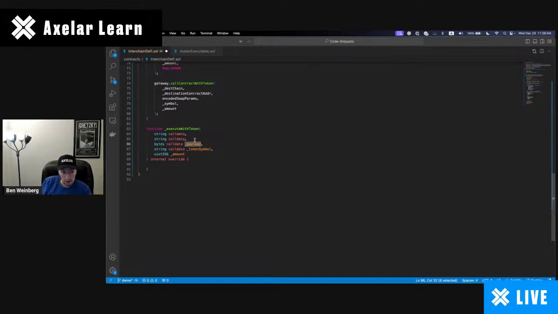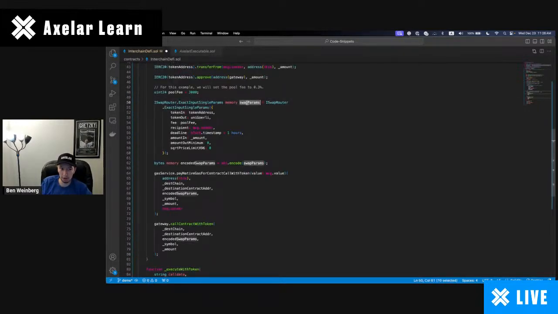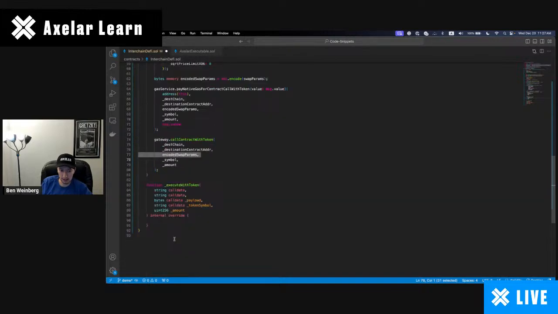What is the payload that is getting passed in? Well, that is our GMP message that we're passing in. So if it's a hello world message, then the payload would be hello world, or an encoded type of hello world. In our case, the payload is this swap params, which we've encoded and passed in here as our general message. So we're going to need to actually decode these swap params to interact with our Uniswap swap router on Goerli. So let's do that.